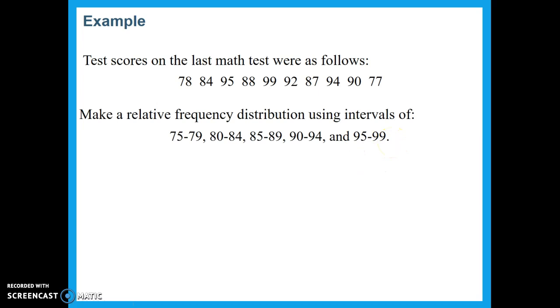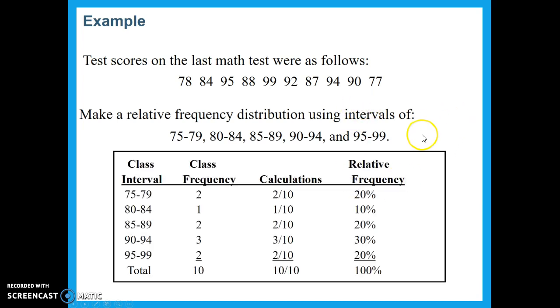Because maybe our grade scale is a little skewed. Maybe an A is a 94 to 100, and an A minus is 90 to 93. Well, that's definitely not the same interval. So we have our class intervals. We use the ones that they provided for us.